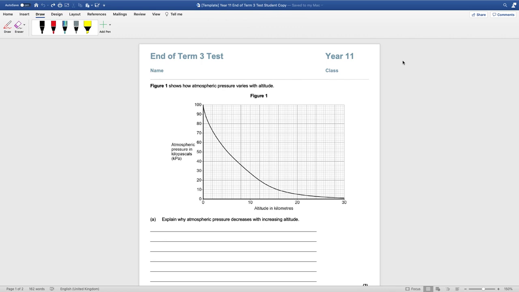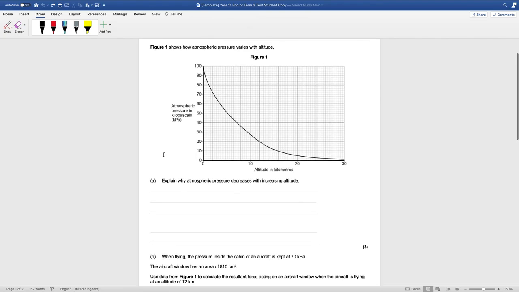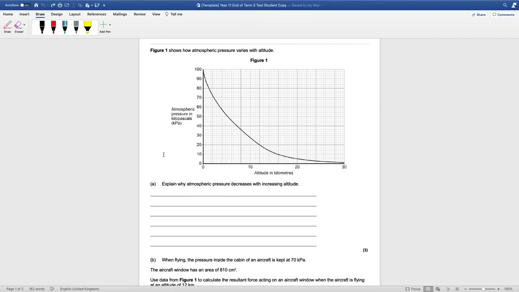Reviewing the Year 11 end of term 3 test, starting with one structured question with 10 marks. Here we have a graph of atmospheric pressure with altitude, and we're asked to explain why atmospheric pressure decreases with increasing altitude. There are 3 marks for this, so we need to try to make 3 points.